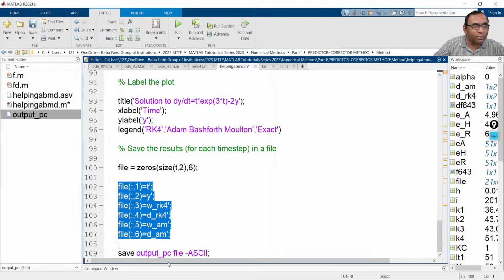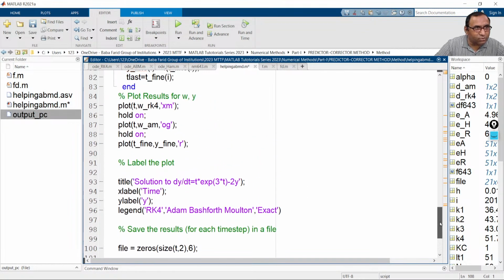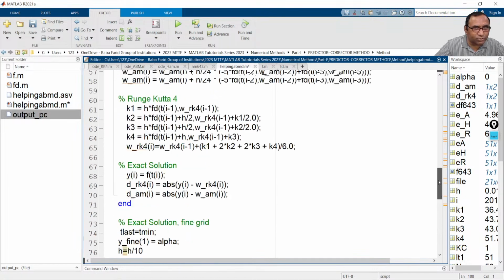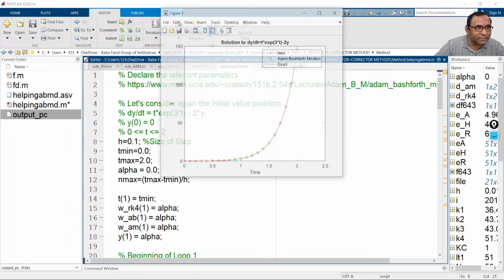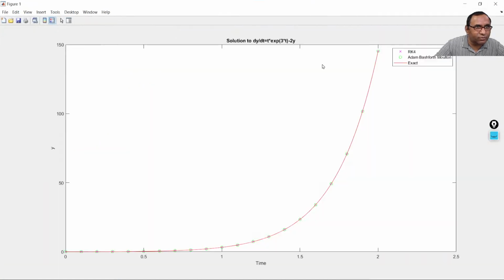So this is the overall programming for these two methods. And now we are able to execute this script file. When you execute this script file from this place, you can find we have the solution.